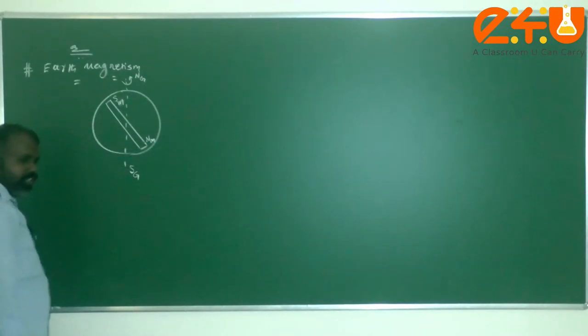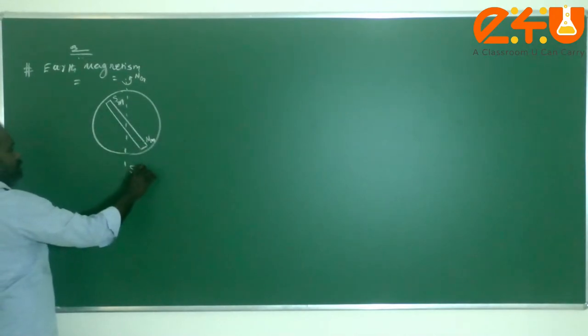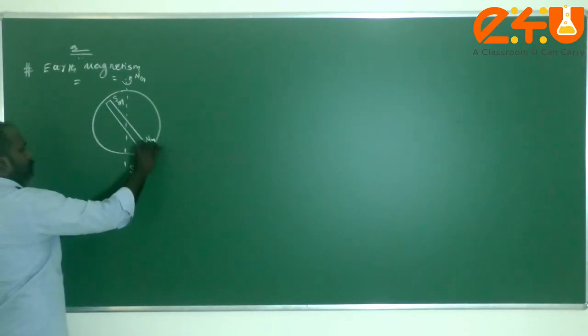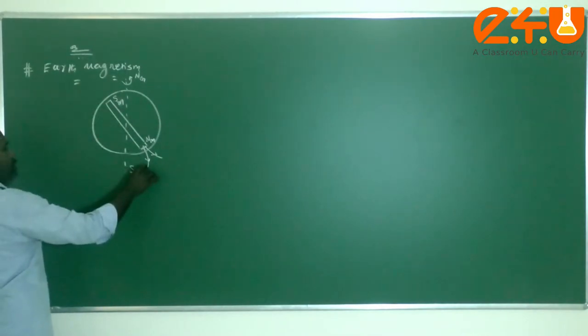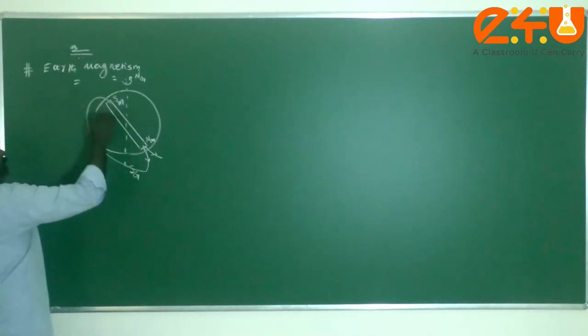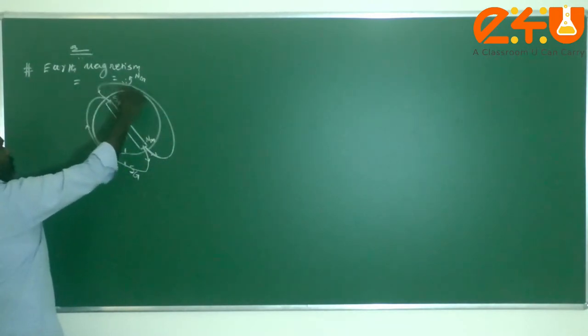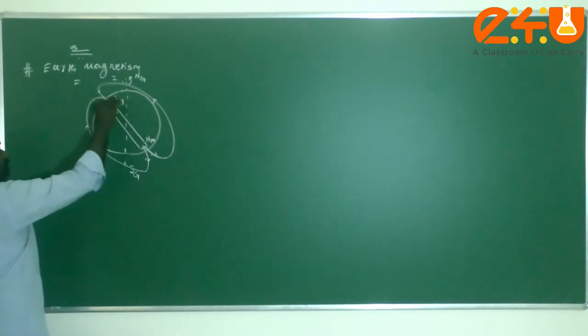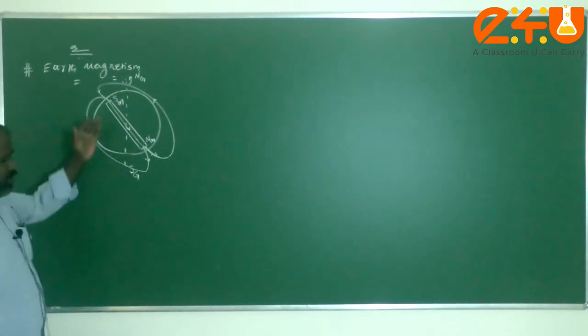We know the properties of magnetic field lines. They always come out from the north pole of the magnet and go into the south pole of the magnet. So the field lines will look like this when you are looking from inside the earth's surface.